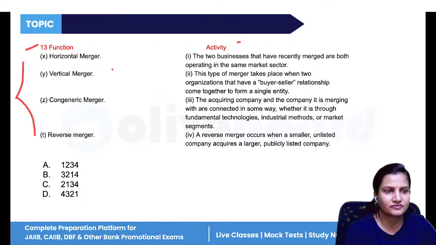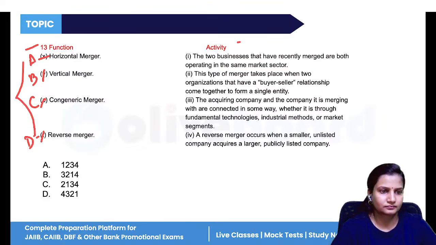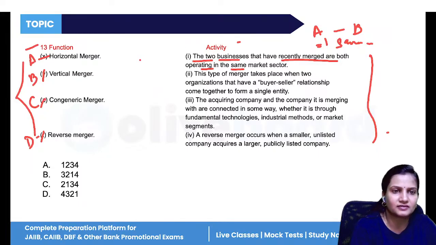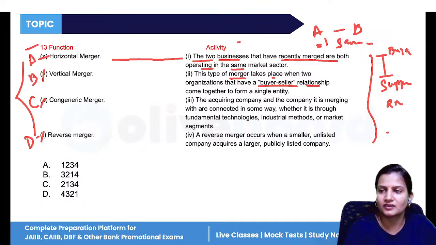Now, next, activity and function, as in types of mergers, are given. You can consider these as A, B, C, and D. Read from the right side, the big one. Now, two businesses have recently merged, both operating in the same industry. When two companies are merging in the same industry, which type of merger is that? That is known as a horizontal merger. This type of merger takes place when two organizations have a buyer-seller relationship. Buyer-seller relationship means one is supplying the goods and another one is buying the goods. One is supplying the raw materials, another one is making the finished products.